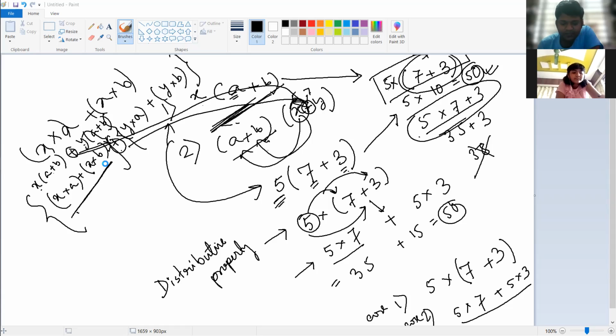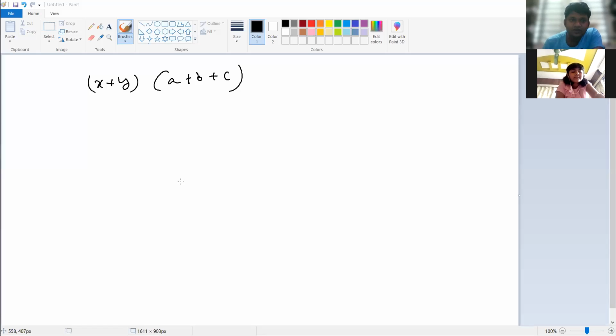Suppose there is x plus y and a plus b plus c. Where are you writing the question? The previous one is shared. I am sharing the previous one. Just wait.